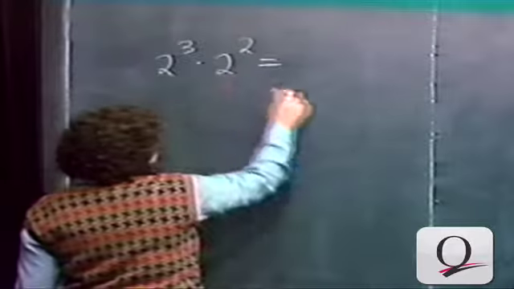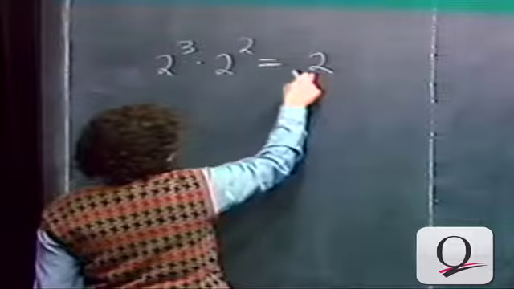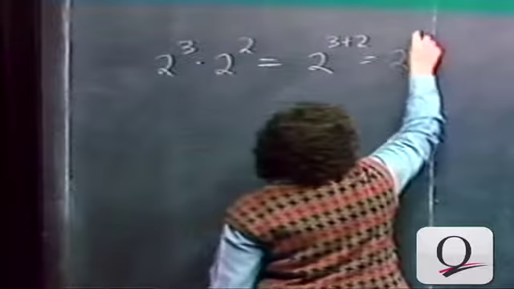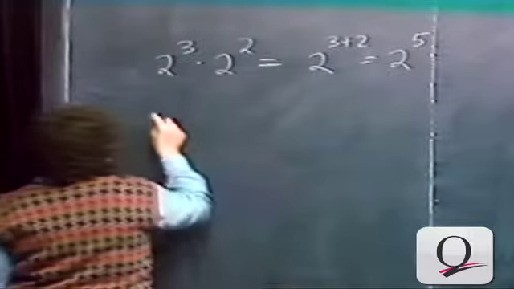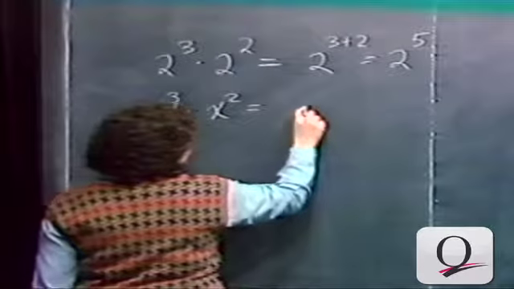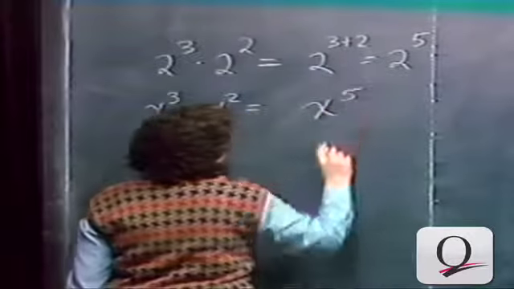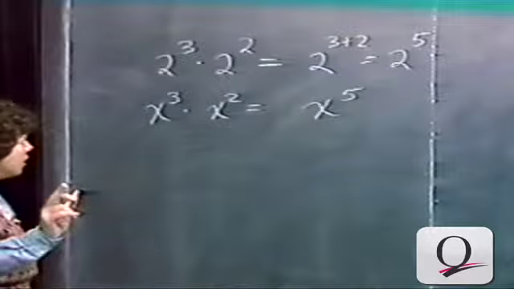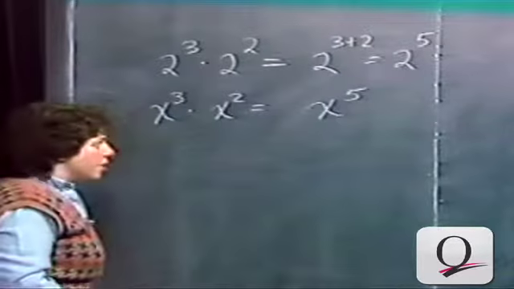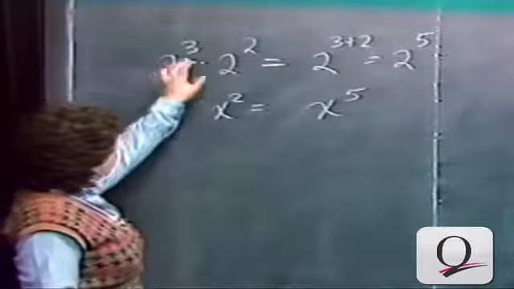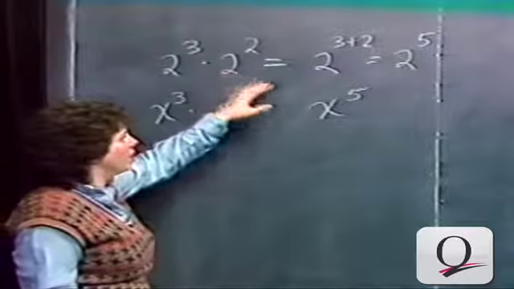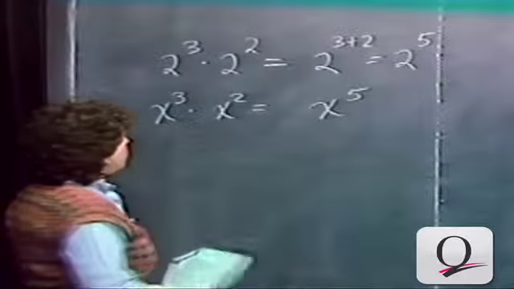This would be 2, keep the base, add the powers, 3 plus 2, or 2 to the 5th power, in much the same way that x cubed times x squared would be x to the 5th power. Okay, please remember this is not 4 to the 5th power. Sometimes people get overzealous, and while they're multiplying, they can't resist multiplying the 2 times the 2 and getting 4 to the 5th power. Now that would be incorrect.